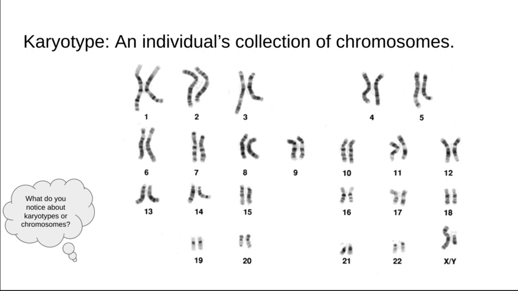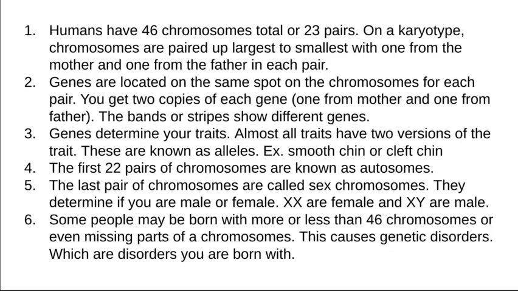Now, sometimes there are differences because people are different. If there's a disorder, there might be some extra or some missing chromosomes on the karyotype, but we'll talk about that. Now, I'm going to flash back and forth on these 6 facts. When I'm done flashing back and forth, you're going to pause and you need to copy these, but I do want you to pay attention.